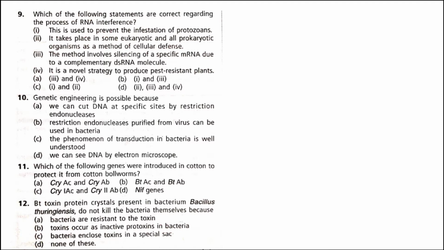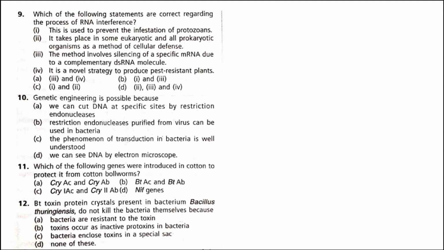Next, genetic engineering is possible because option A, we can cut DNA at specific sites by restriction endonuclease. B, restriction endonuclease purified from virus can be used in bacteria. C, the phenomenon of transduction in bacteria is well understood. D, we can see DNA by electron microscope. So here the answer will be option A.